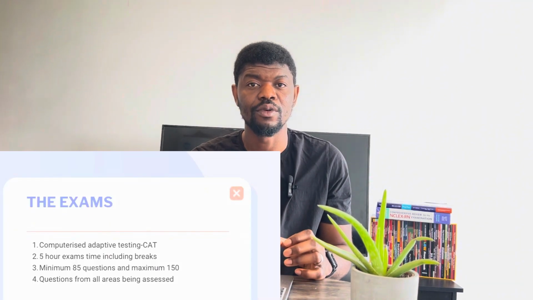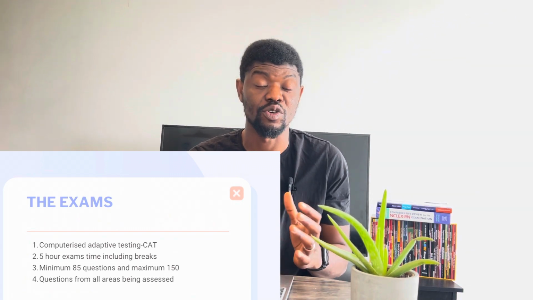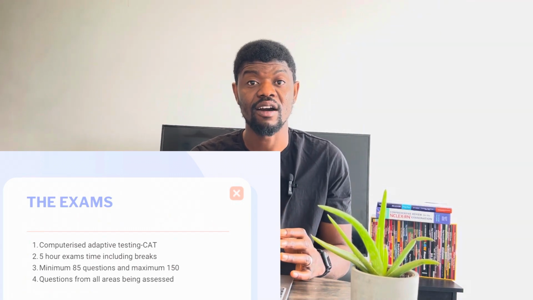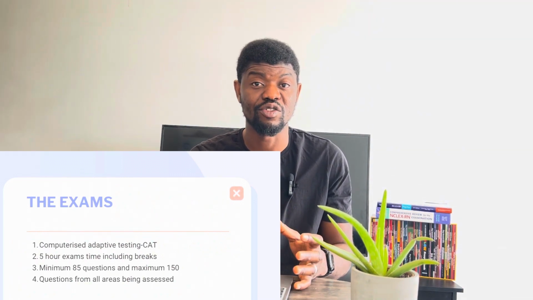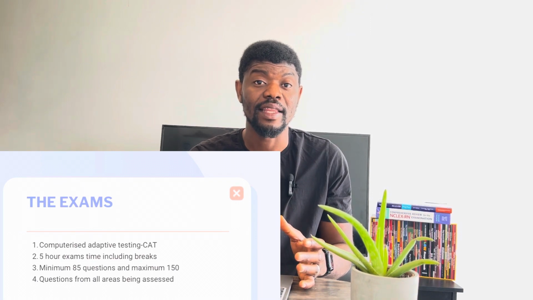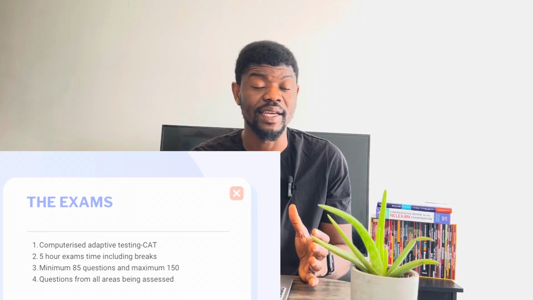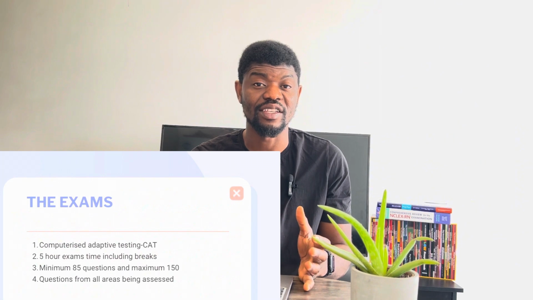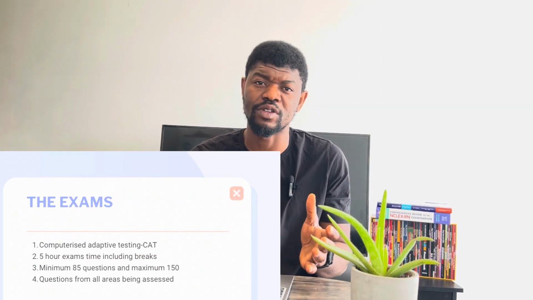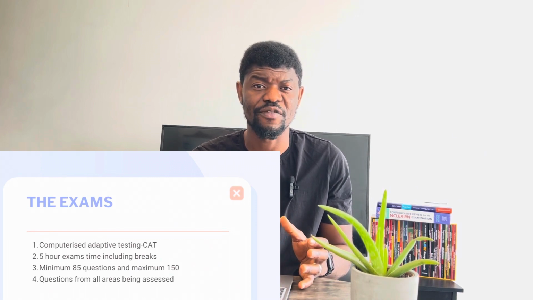So let's talk about the exam itself. Now, we know that it is computer adaptive testing, which most people call CAT. For the exam, usually you have a 5-hour period to take the exam. I need to say that breaks are inclusive of the 5-hour time that is given for the test. So once you start the test, regardless of how long you take in breaks, which I would encourage you to take anyway, this is counted as part of the exam time.